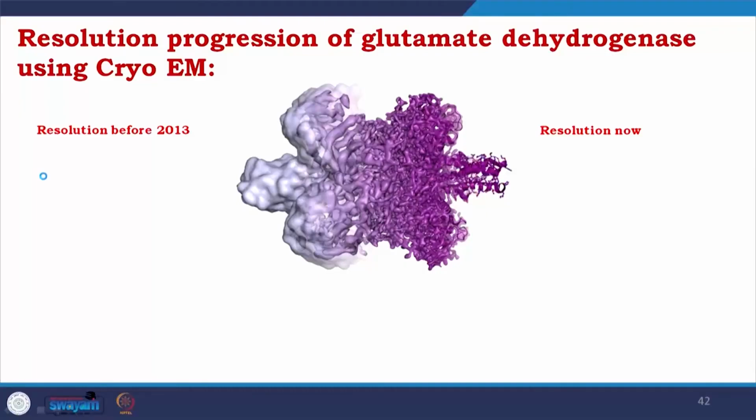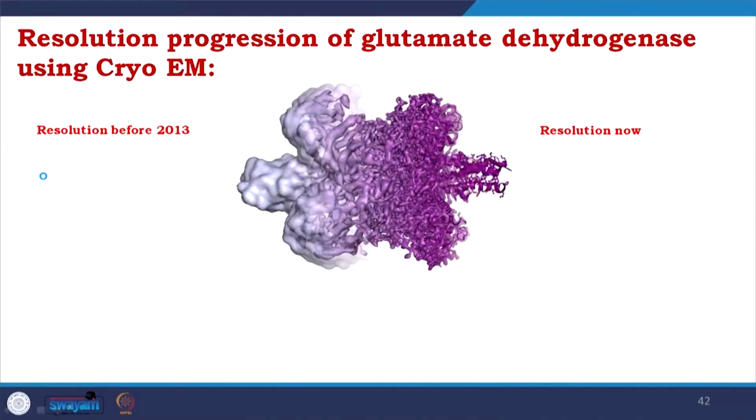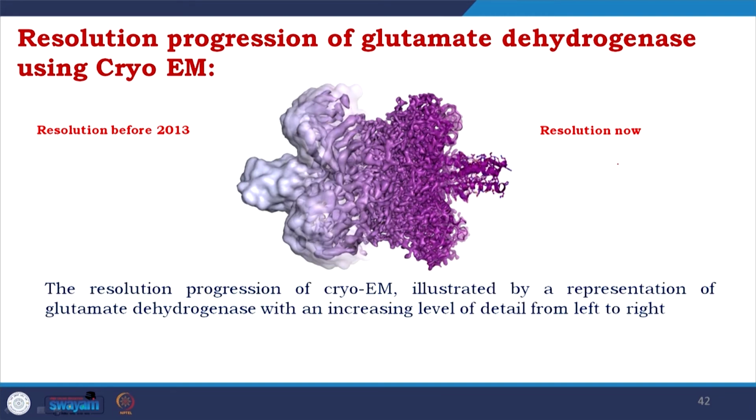for determining atomic structures. You could see here the structure of glutamate dehydrogenase, showing you the tour, because this is one of the stable proteins which has been taken many times to make micrographs and analyzed. So, these blobby structures are the resolution before 2013, which is improved now, and you could easily see the atomic level structure. So, the resolution progression of cryo-EM is illustrated by a representation of glutamate dehydrogenase with an increasing level of detail from left to right.